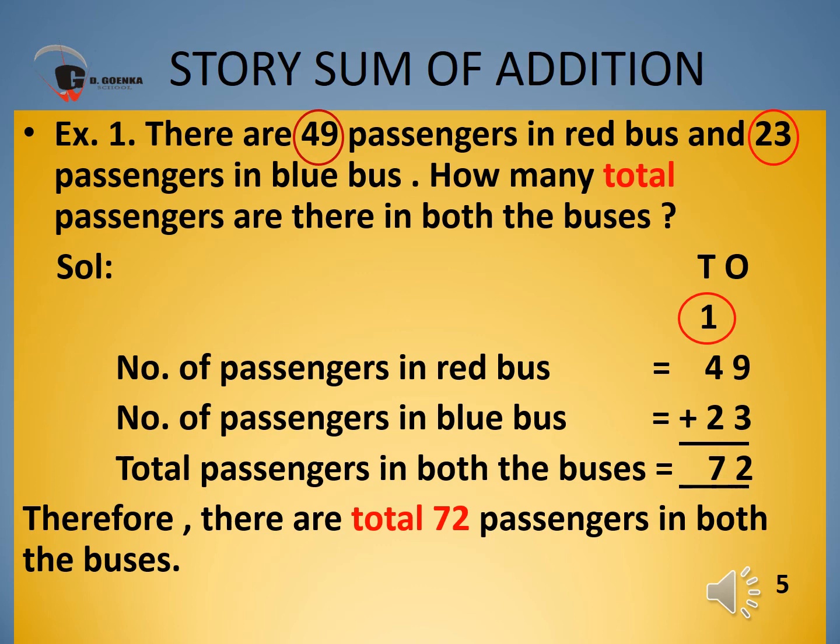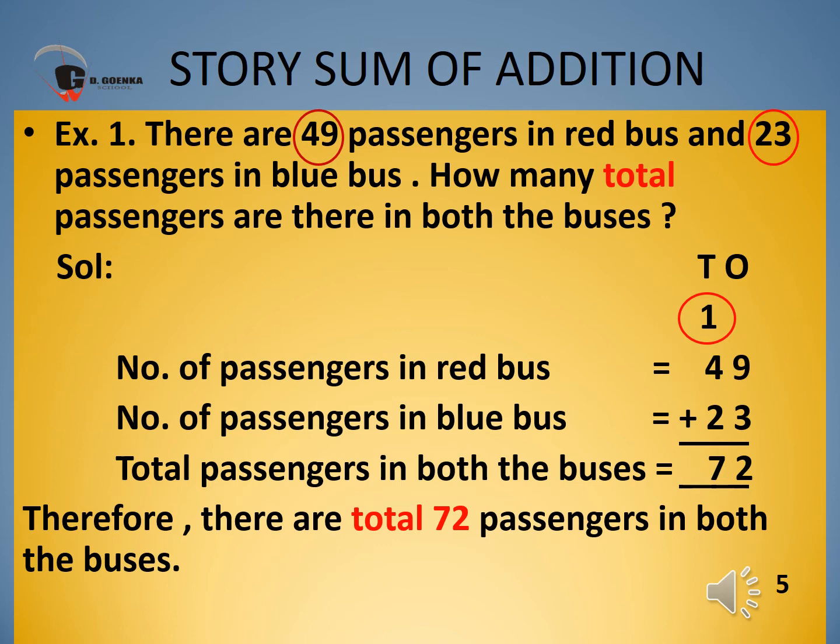So what we'll have to do first is look for the keyword. Here in this sum, our keyword is total, which means we'll have to add the numbers. What is the third step? We'll have to circle the given numbers, which are 49 and 23. So we will circle both the numbers and then we'll start our statements.